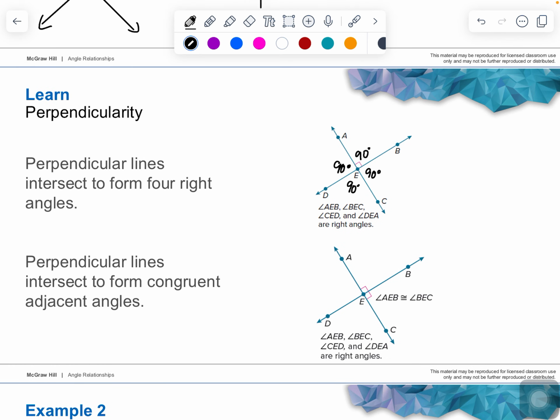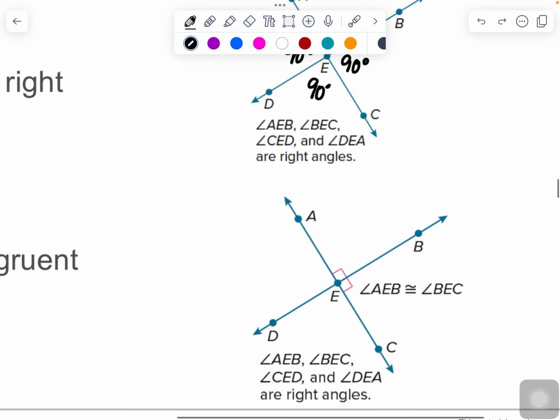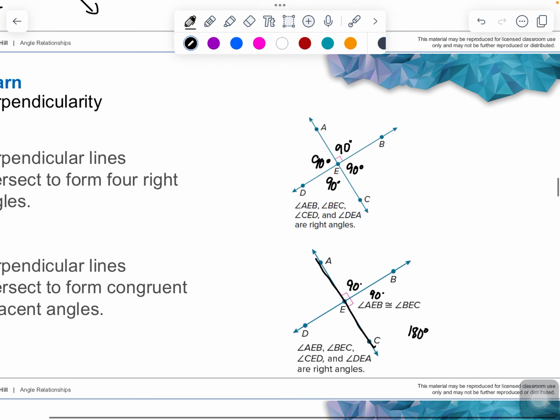I think that's what they're proving down here, is that these are equal because of linear pairs. Because if there's a line, 180 degrees, they must both be 90s. There we go. And you can do that the whole way around.